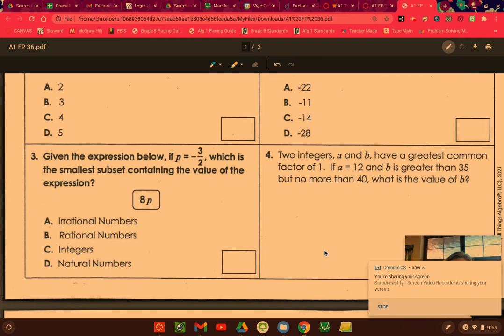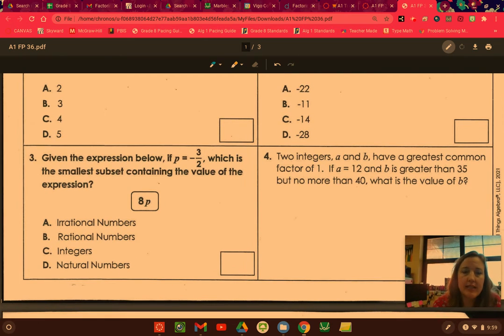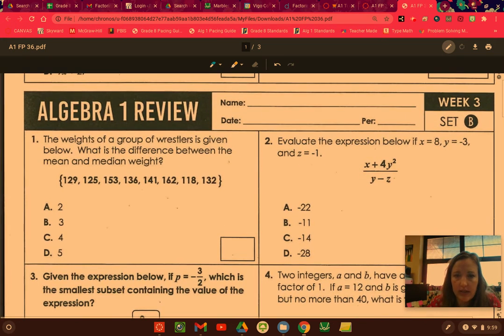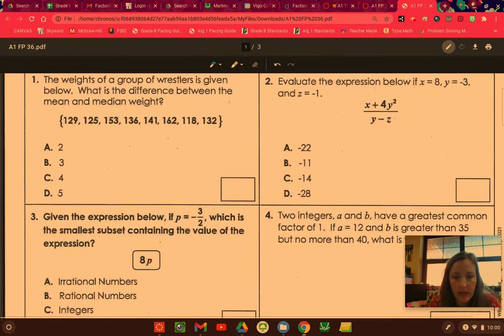Hi, it's Mrs. Golding, and we're working on our Friday paper 36, which is due on May 14th. So I'll tell you which section I'm in. This is week 3, set B, so the bottom of the first page.